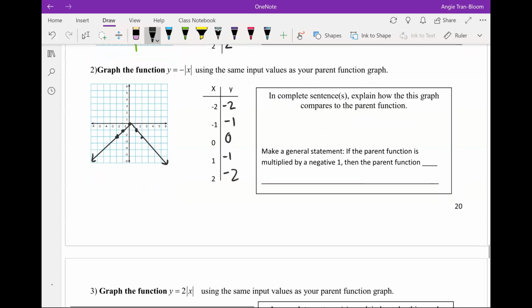In your team, I would like you to compare this to the one above, the parent function, and make a list or write in complete sentences all the things you can see that are different or the same. Just compare them. How are they the same or how are they different? Same vertex. Yes.